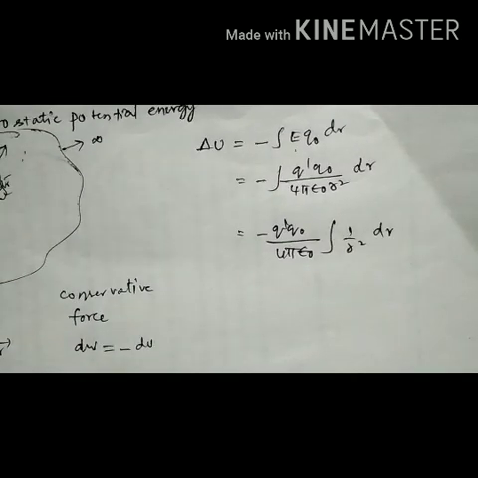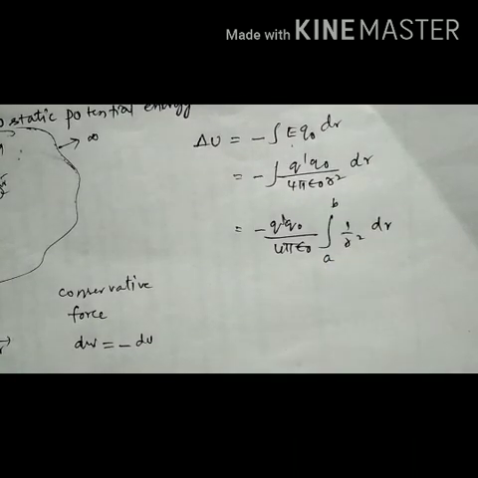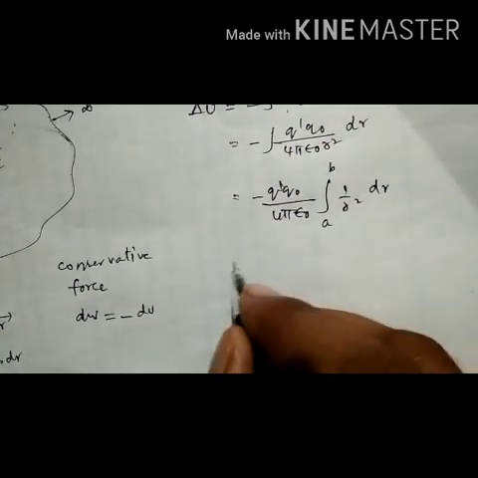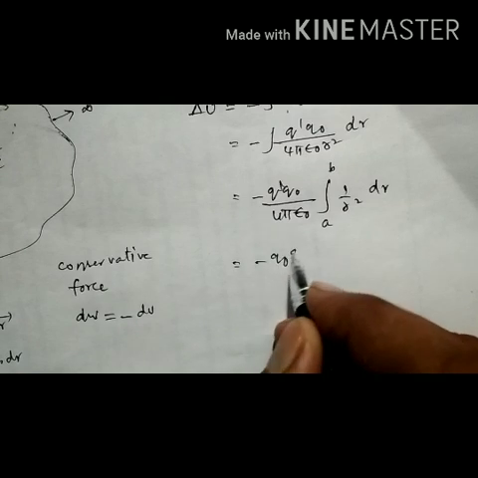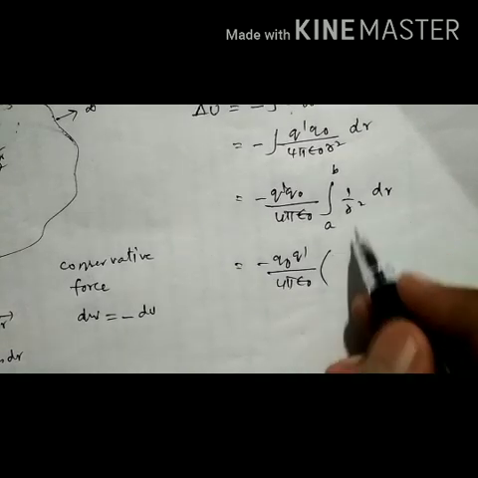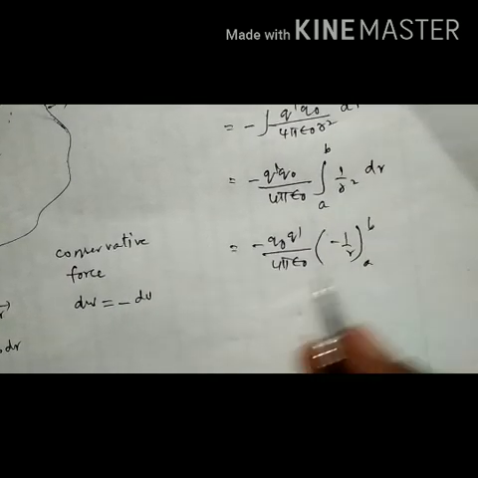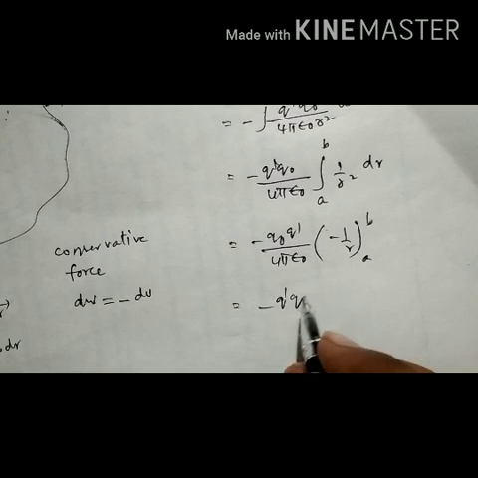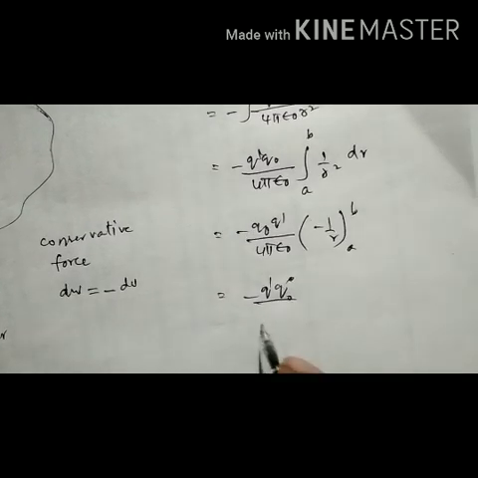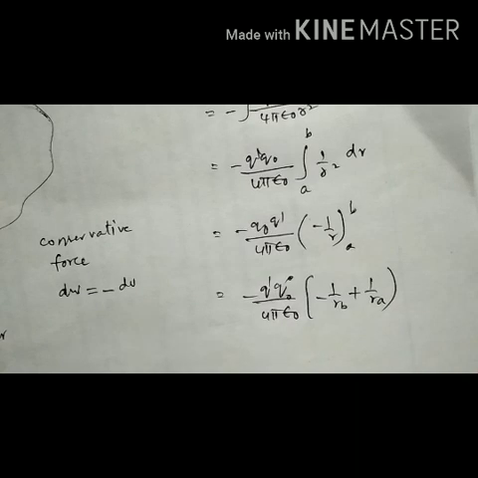square dr. If you want to get a result for this, you are moving this from point A to point B. Then here you can write minus Q naught Q dash by 4 pi epsilon naught. What is the integral of 1 by r square? It is minus 1 by r, from A to B. So minus Q dash Q naught by 4 pi epsilon naught times minus 1 by rB minus of minus 1 by rA. So this is one condition.